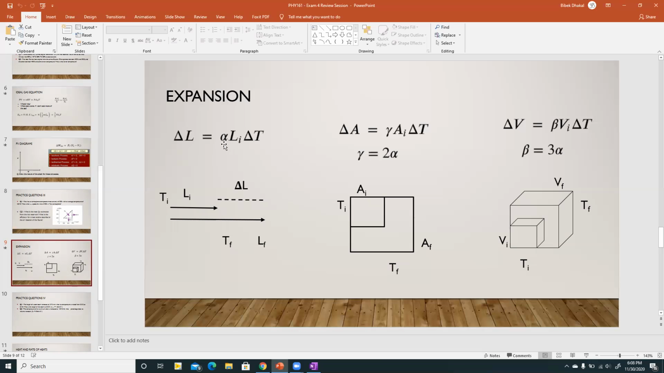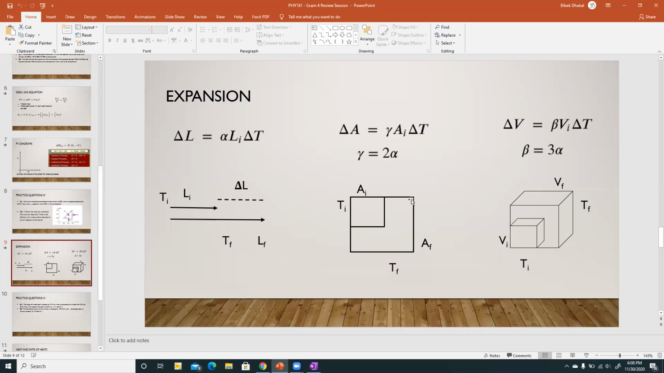So it's the coefficient of longitudinal thermal expansion. By what factor your length should change is given by this constant. And Li is your initial length. Suppose you have this as your initial length; after increasing the temperature to Tf, your final length will be Lf, and the change in length will be delta L.